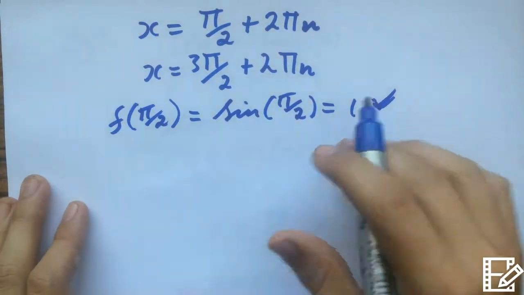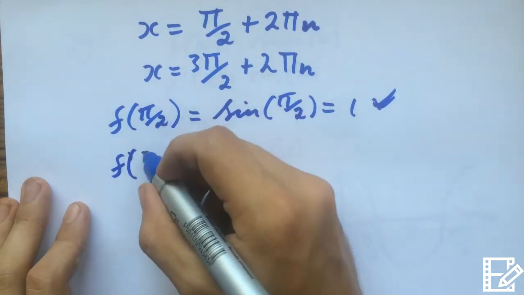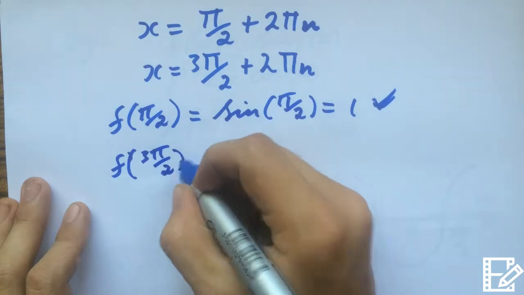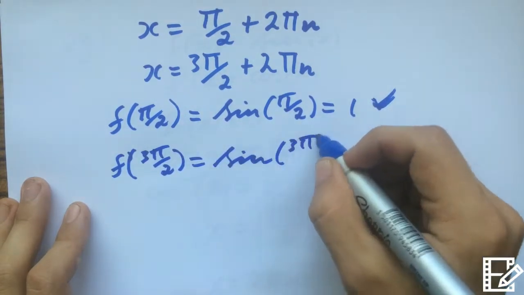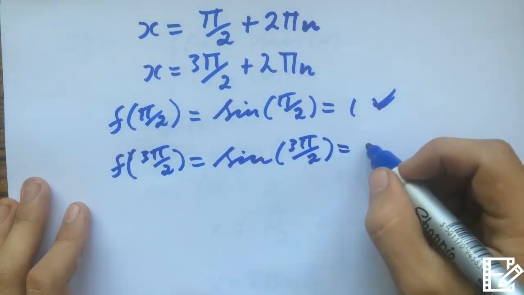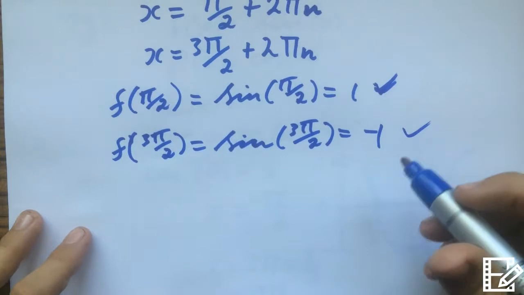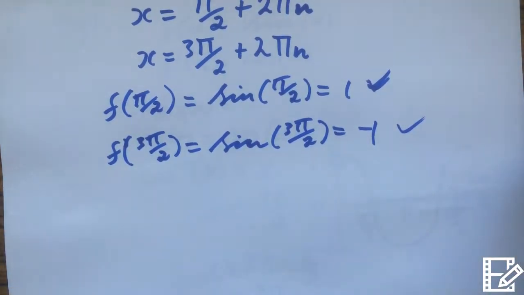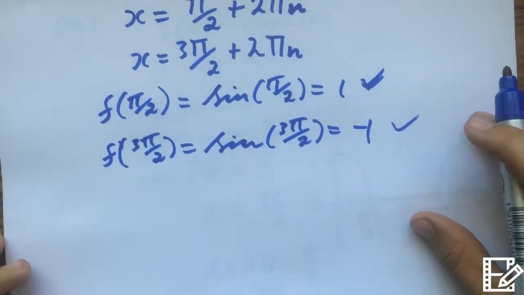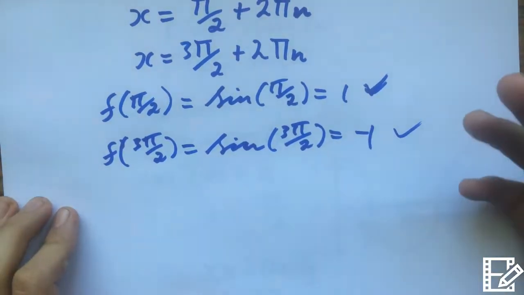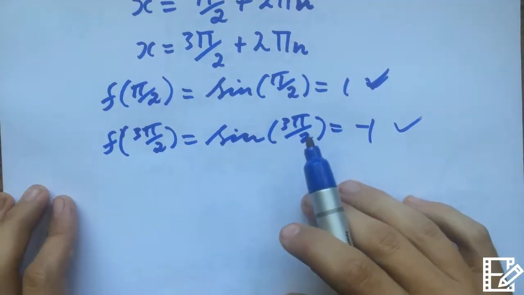It's within the domain. And now we're going to input 3 pi on 2 back into the original function. So that's sine 3 pi on 2. And that's going to equal -1. And that's good, because it spit out a number. If your calculator says mathematical error or something like that, it means that it's not defined. If it spits out a number, you're all good, unless you typed it in wrong.